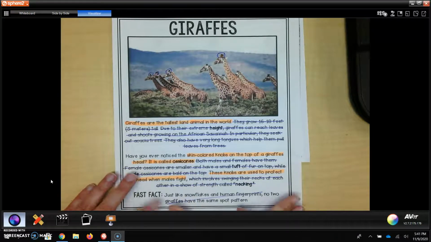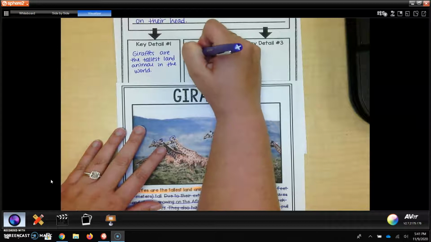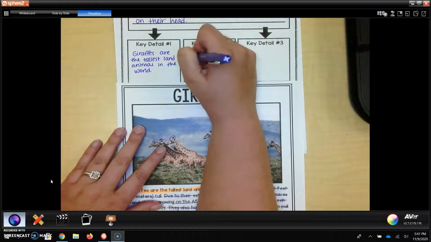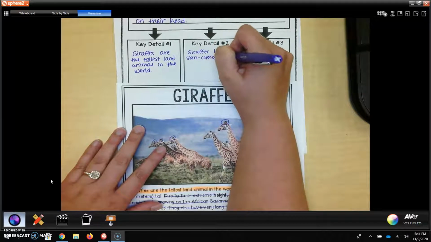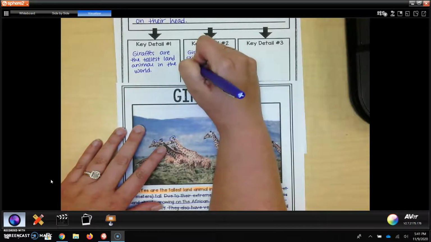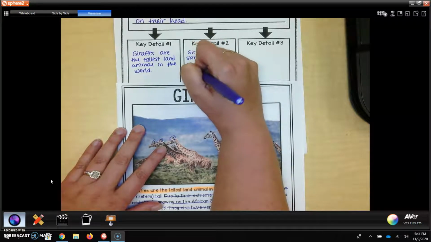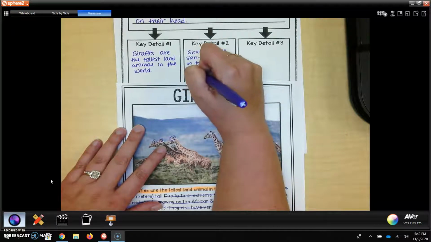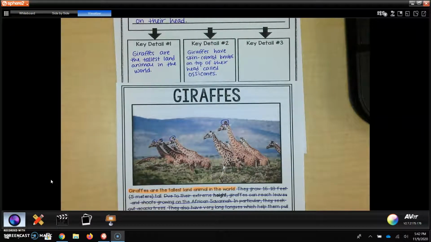They're the skin-colored knobs on the top of a giraffe's head. So key detail, we can say giraffes have skin-colored knobs on top of their head called ossicones. That way we are introducing that we're using that vocabulary word, ossicones. So giraffes have skin-colored knobs on top of their head called ossicones.